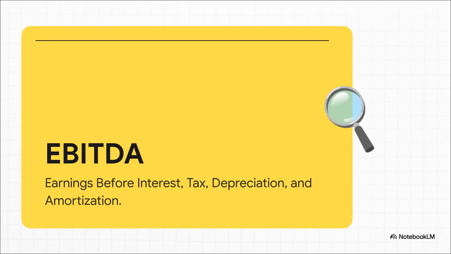And now for a really famous one, EBITDA. That's a mouthful, I know. It stands for earnings before interest, taxes, depreciation, and amortization. It's basically a way to look at a company's performance without all the noise from accounting rules and financing decisions. It's really all about the raw cash-generating power of the business's operations.